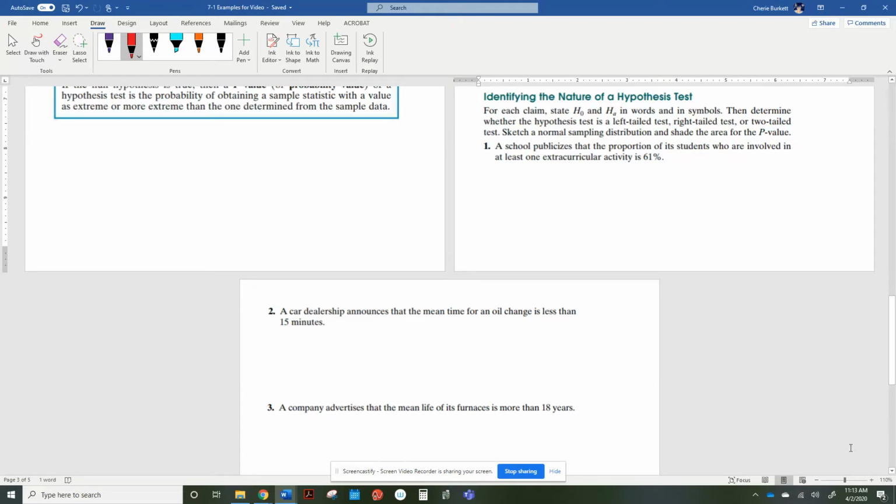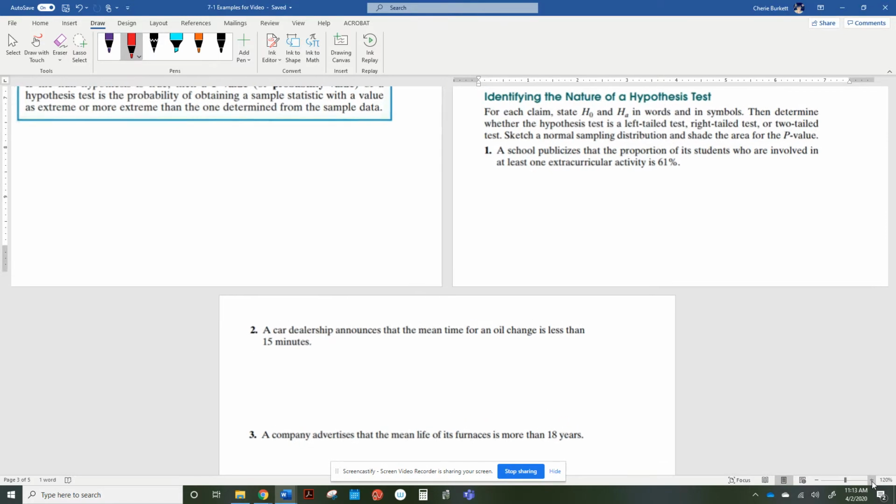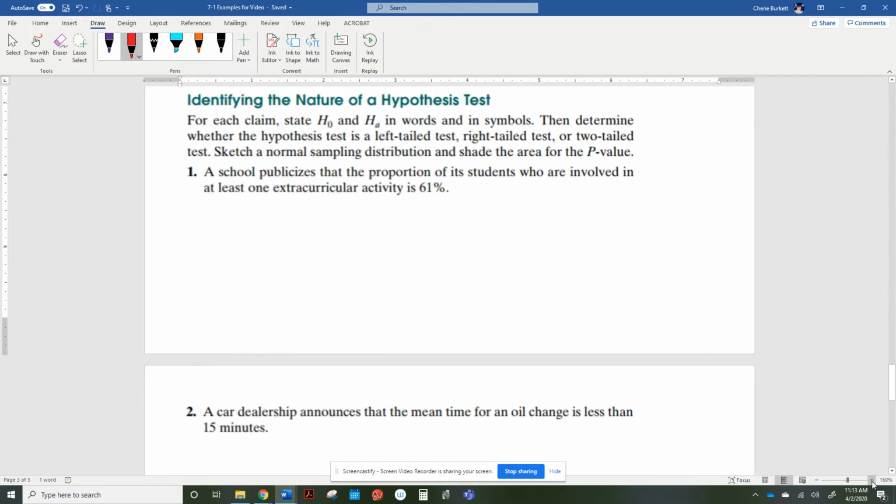Okay, I just finished looking at my notes, and we don't actually perform the hypothesis test in 7-1. We wait until we get to 7-2. So you've learned everything you need for 7-1, and this is a good time to see if you've learned everything that you need to know.